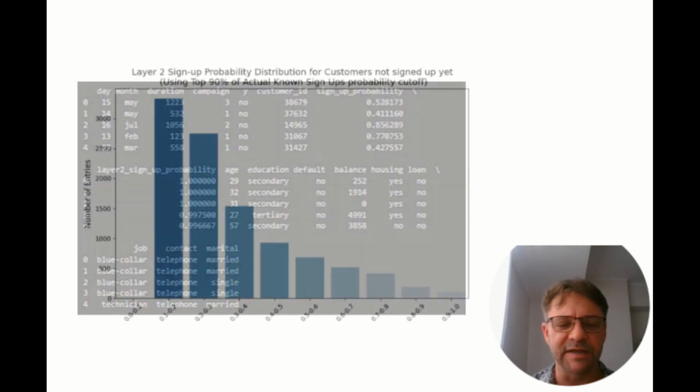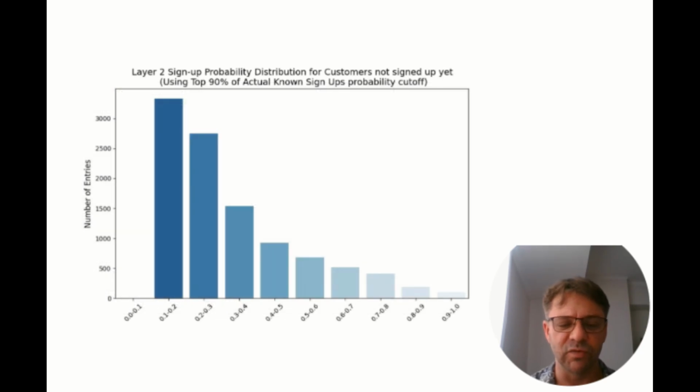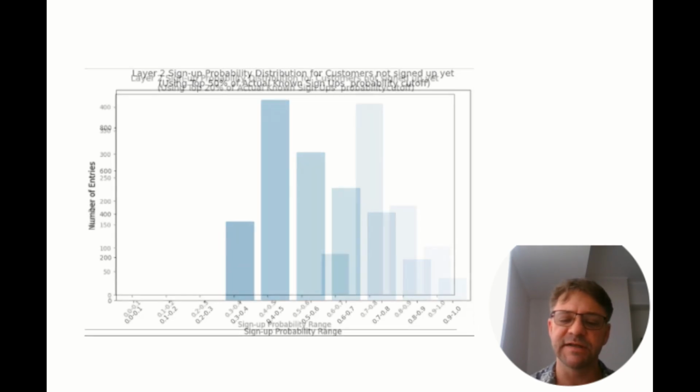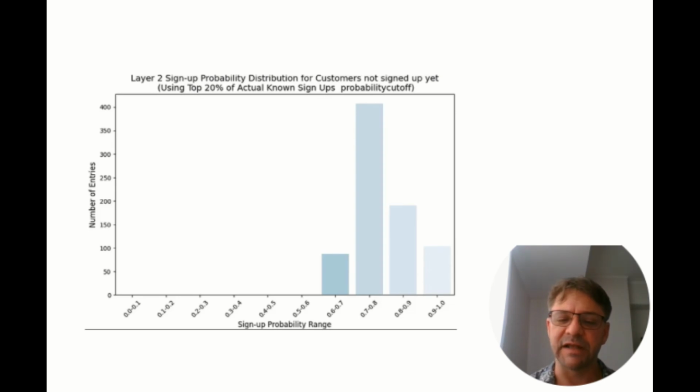With the most broad list, you can see that the level 2 probabilities range from 0.1 all the way up to 1. For the middle level targeted list, the probabilities that they will sign up range from 0.3 to 1, and the most targeted list, the probabilities in that list for layer 2 model range from 0.6 to 0.1.